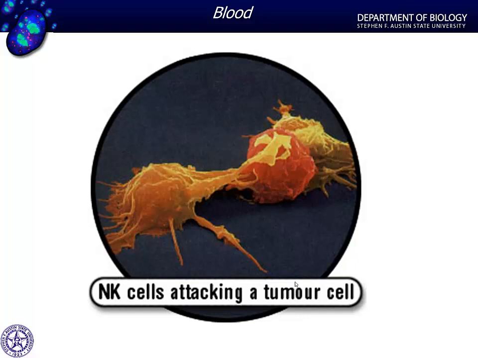And here we have a scanning electron micrograph that just shows an NK cell extending out processes, contacting a tumor cell and causing that tumor cell to undergo apoptosis.